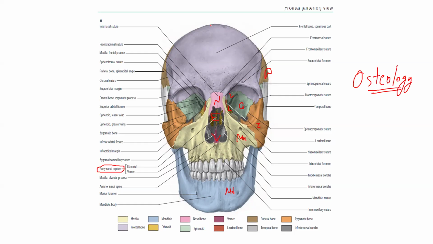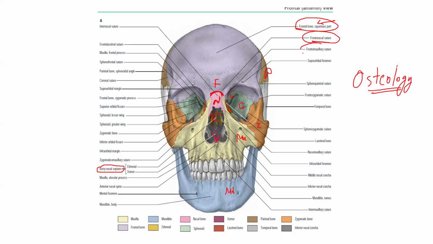Let's start with the first bone, which is known as the frontal bone. And this is the squamous part of the frontal bone. So this structure, the front one, is the frontal bone. The second structure is known as the frontonasal suture. So this one is the nasal bone. This one is a frontal bone. Between the frontal and the nasal bone, there's a suture. This suture is known as the frontonasal suture.